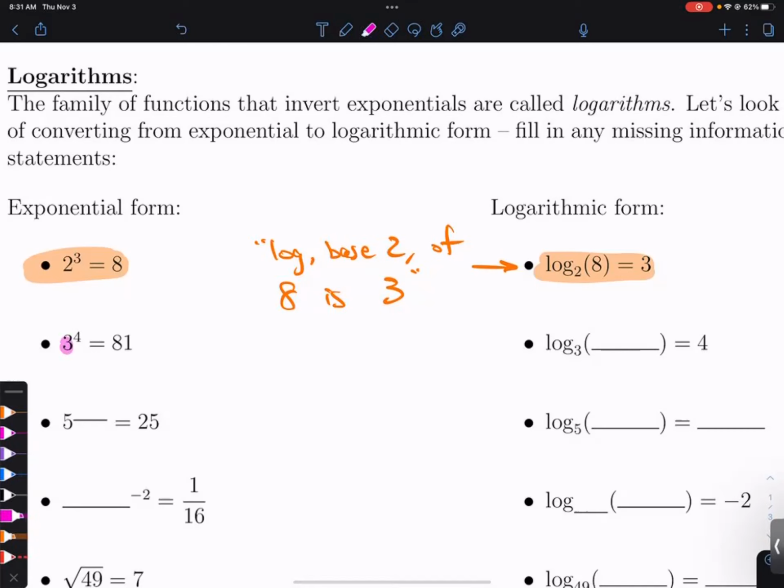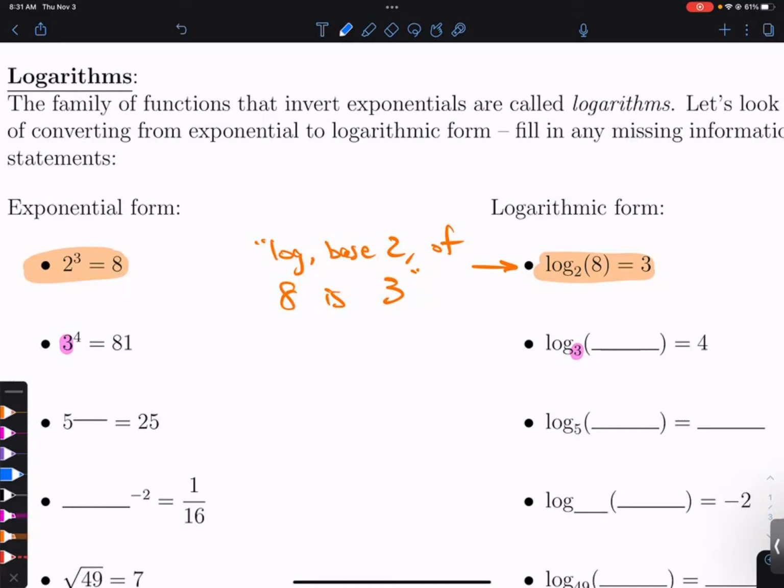If the base here is 3, then the base here is 3. And the things that work like X and Y, the input and output, just swap places. So if I'm thinking about an exponential function, 3 to the X, I'm taking the X value 4, and that gives you back 81 when you plug it in, right? Because 3 to the 4th is 81.